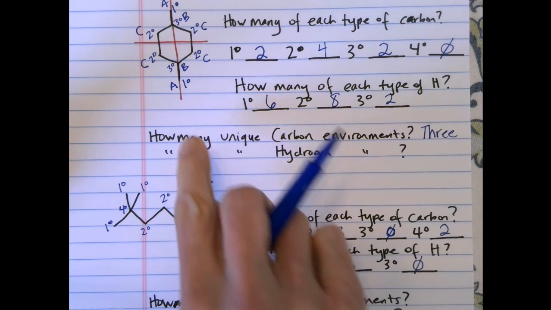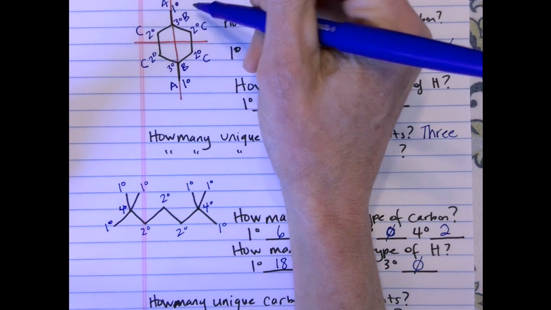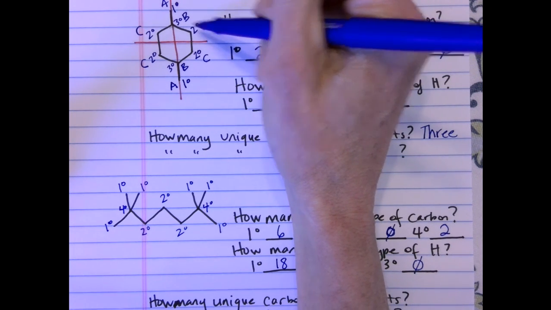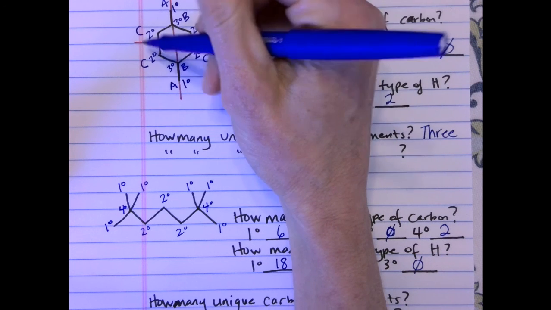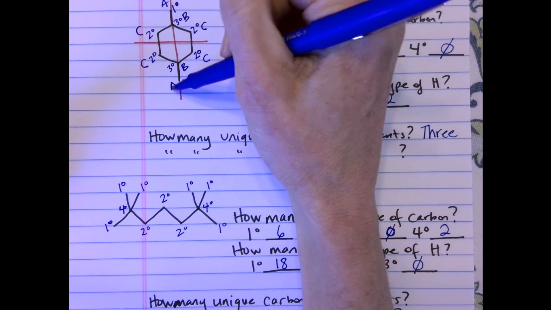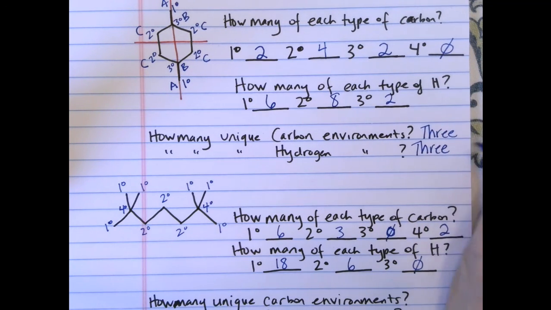And in terms of hydrogens, I think it's the same thing. All of these carbons that we've identified also are connected to hydrogens. And so the C hydrogens are all the same as each other. The B hydrogens are the same as each other. The A hydrogens, too. So there are also 3 unique hydrogen environments.